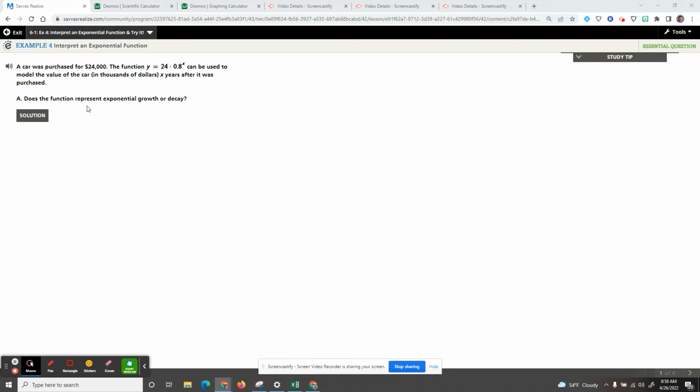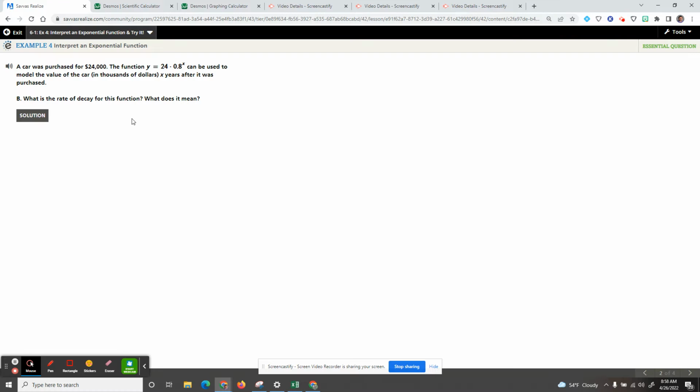So first question is, does the function represent growth or decay? This is decay because that value is less than 1. Cars, in almost every case, are not going to gain value as you use them, after you buy them. They're going to lose value, right? So the fact that the B value is less than 1 represents exponential decay.